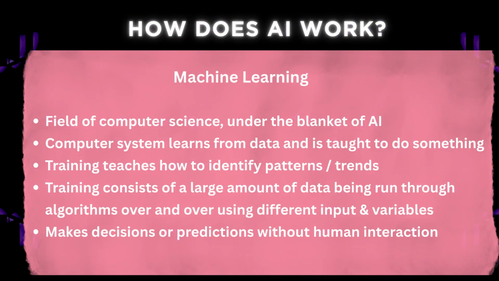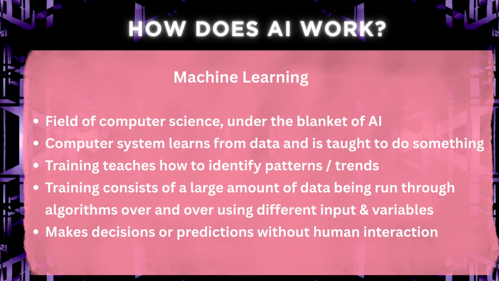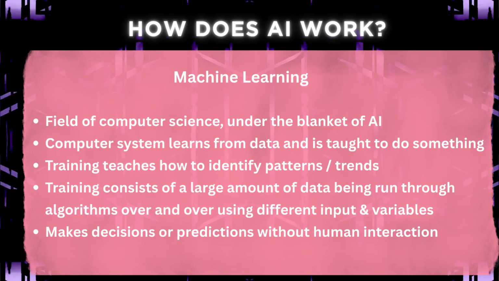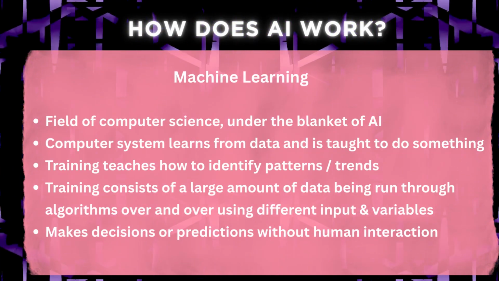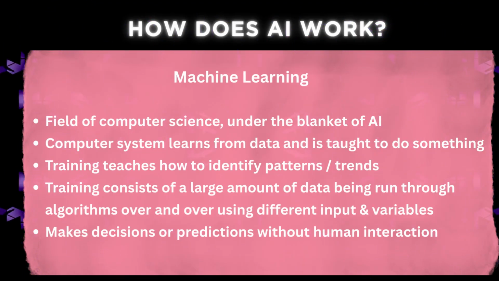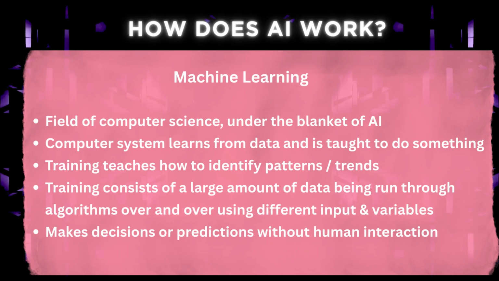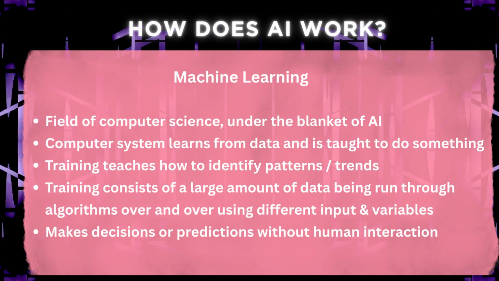process called machine learning, which is a field of computer science. It looks at large amounts of data, recognizes patterns, and uses those patterns to predict or generate answers. After enough training, it can make decisions or suggestions without a person manually programming each step.